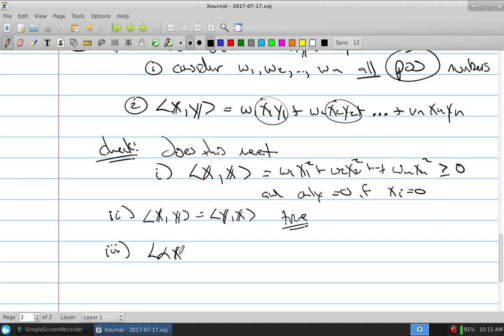The third is much harder. This would be alpha x plus beta y, dotted with z, is supposed to be equal to alpha xz plus beta yz. It's not much harder. This is just algebra, right? You would sit there and go through this. For example, what would xz be? That would be x1 z1, x2 z2, xn zn, right? What would yz be? y1 z1, y2 z2, right?